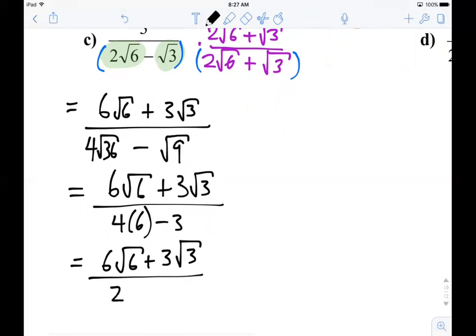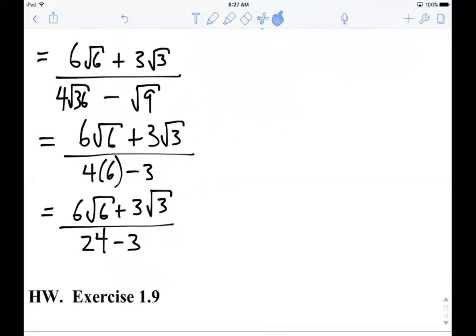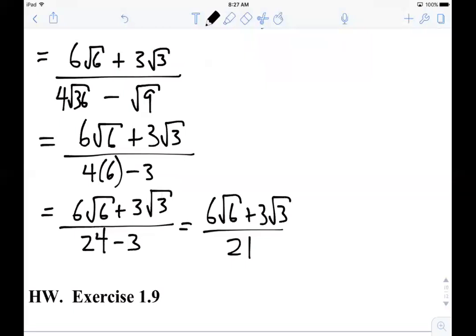This would be 24 minus 3. I'm running out of room, so let's do it beside, because we have a little bit more we can do. This is all over 21.